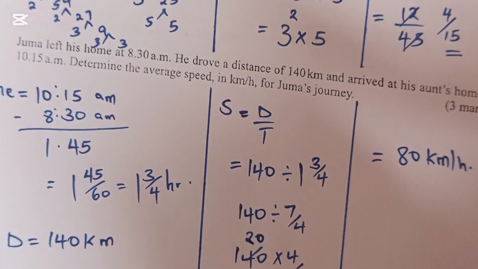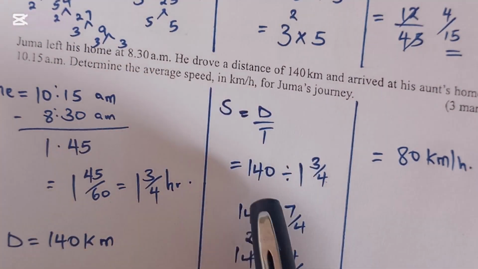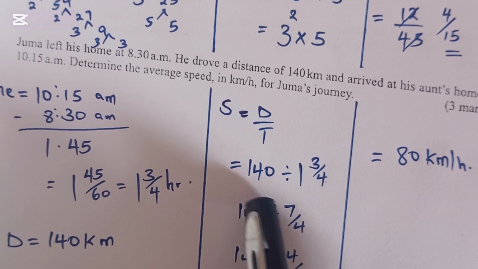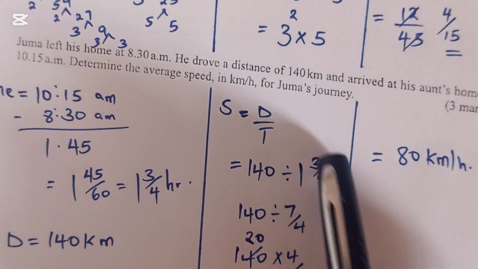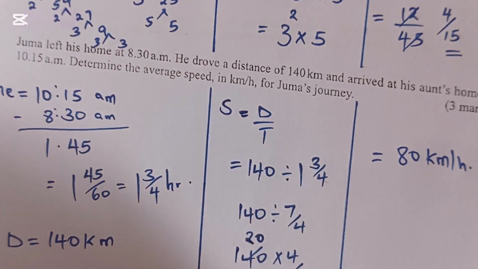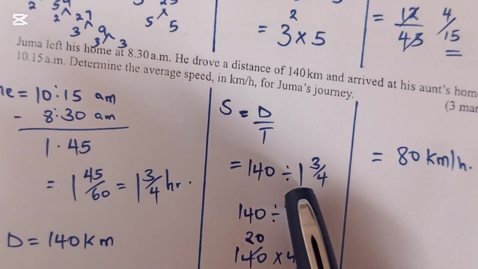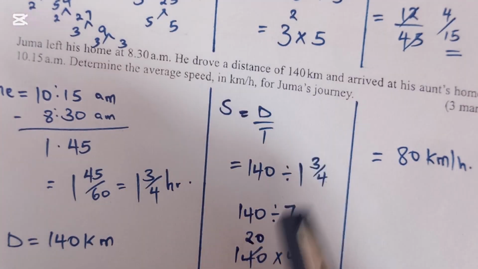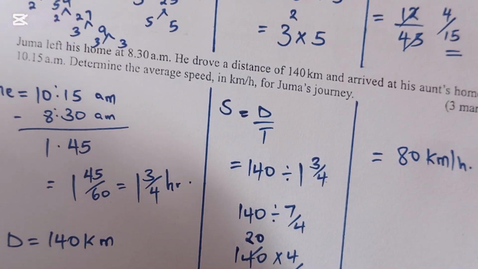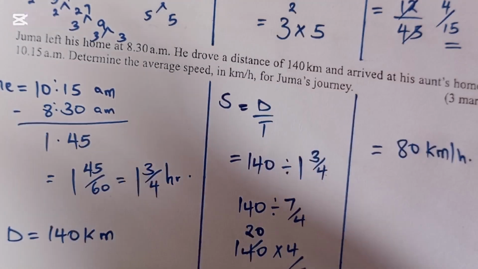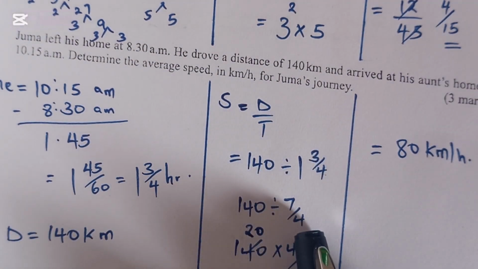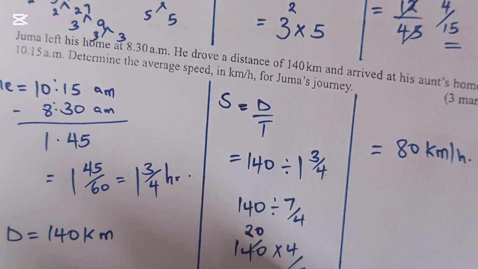So how do we get the speed now? If we have the distance and the time, speed is distance over time. The distance is 140 kilometers and the time is 1 and 3/4. So if we change this 1 and 3/4 into an improper fraction, we are going to have 4 times 1, which is 4, 4 plus 3, we are going to have 7. So it is 7/4. So 140 divided by 7/4 will now be the same as 140 multiplied by the reciprocal of this one, which will be 4/7.